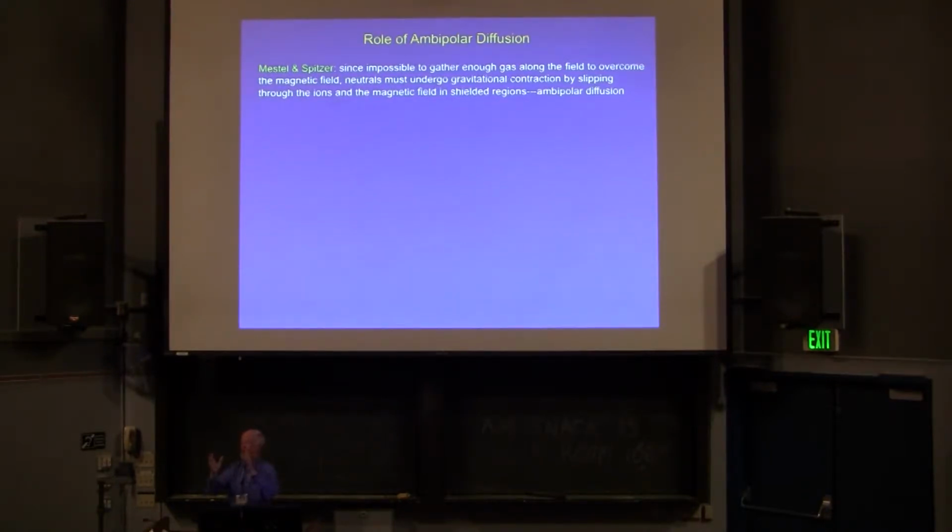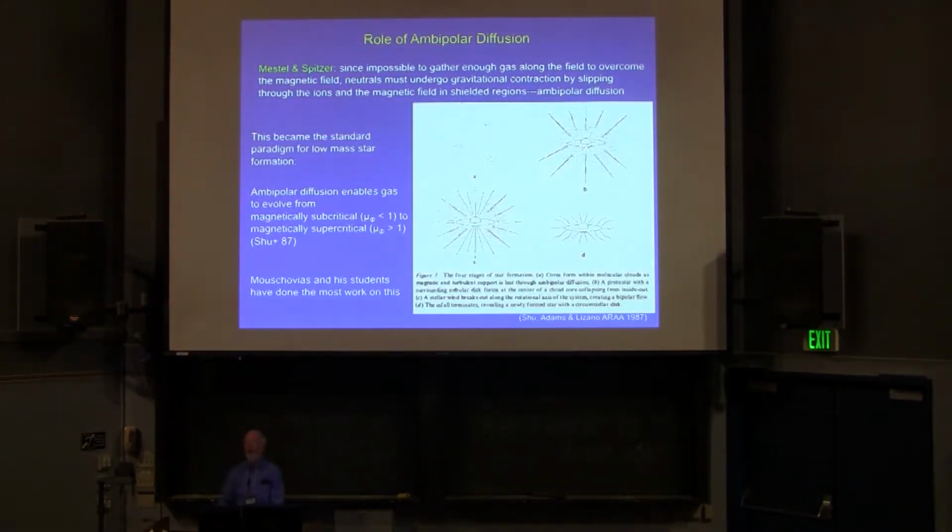And the basic physical principle is that it is only the charged particles which feel the magnetic field. The neutrals do not. So the neutrals can perfectly well cross field lines. They get, however, slowed down in this process by the drag that they feel with the ions. So Mestel and Spitzer worked this out. And in fact, this then led to what was the standard paradigm for low mass star formation.